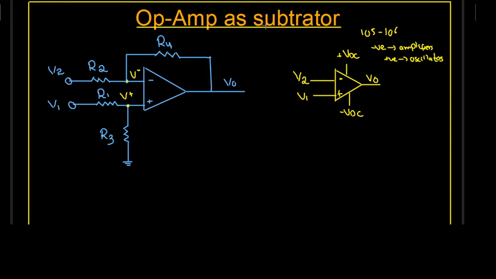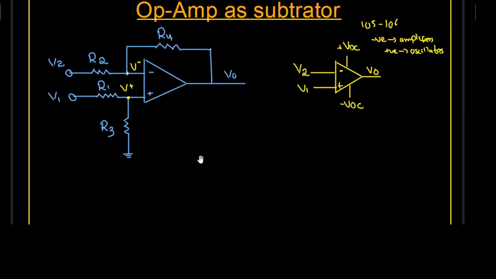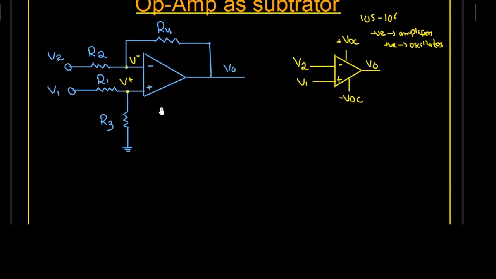Now, to use the operational amplifier as a subtractor or as a differential amplifier, we have the circuit given over here. How this circuit behaves as a subtractor or a differential amplifier, we will see in a few minutes. Now to this circuit I am going to apply the superposition theorem. For the superposition theorem, I can write that my V0 will be equal to VO2 plus VO1.